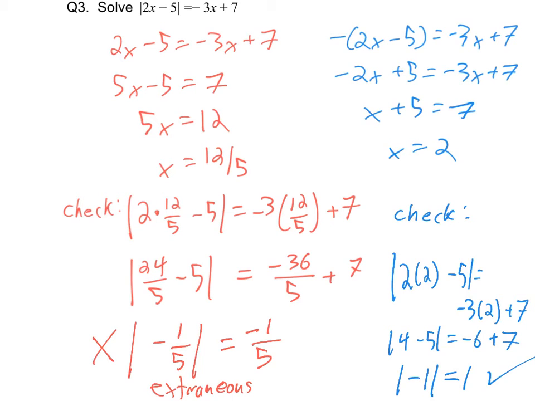So the absolute value of negative 1 is 1. So that tells us that x equals 2 is a solution to the problem, but x equals 12 over 5 is extraneous. It is not a solution to the problem. So we have one solution, x equals 2.